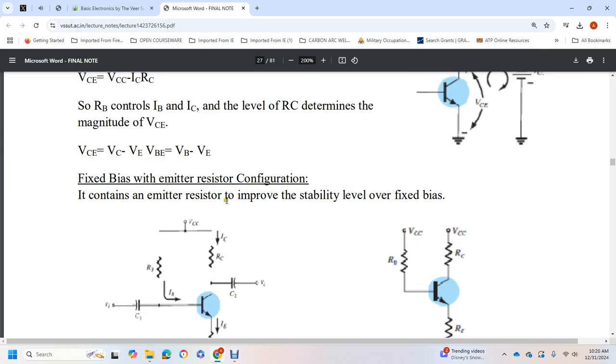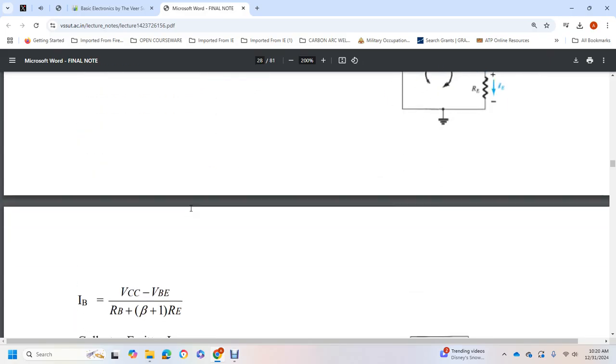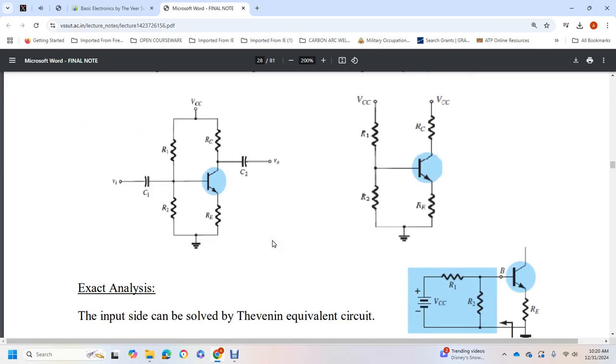Fixed bias with emitter resistor configuration contains an emitter resistor, which improves stability over the fixed bias. Base emitter loop applying KVL. Voltage divider bias configuration. In previous configurations the quiescent point was dependent on beta, which is temperature sensitive. The voltage divider bias arrangement reduces the dependency on beta.